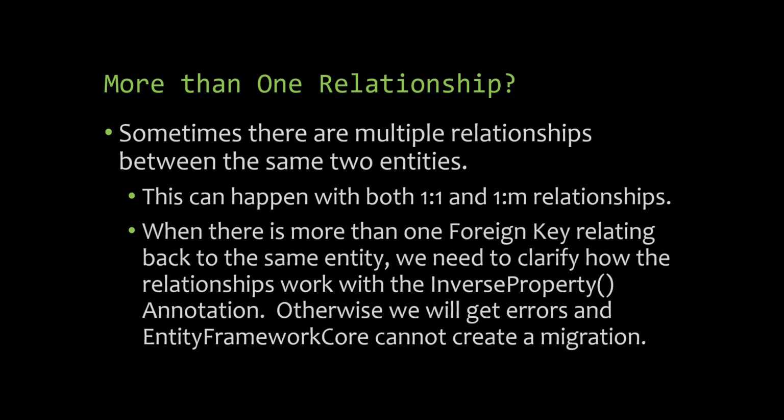But basically what we have then is more than one foreign key relating back to the same entity, right? So we have to clarify for Entity Framework Core how the relationships work, and we can use the InverseProperty annotation to do so, right? The InverseProperty says, okay, this is the property I'm referring to when there's more than one that looks the same, right? If we don't do that, we'll get errors and we won't be able to make migrations and so on and so forth.